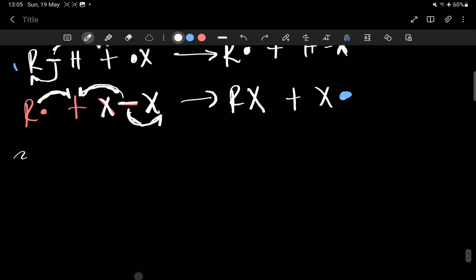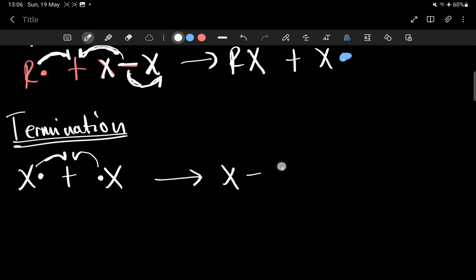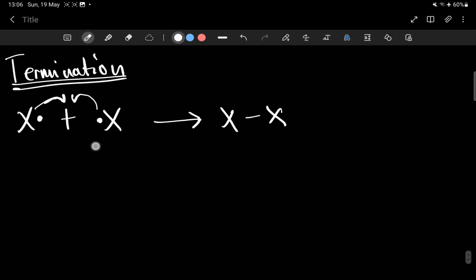Then now we have termination. What makes this reaction end? Termination is basically when two radicals meet. Full stop. When two radicals meet. And what are the types of radicals we have? The halogen one. So if a halogen radical meets another halogen radical and they give their electrons together, this shows them combining, then they'll form XX. That's a type of termination.